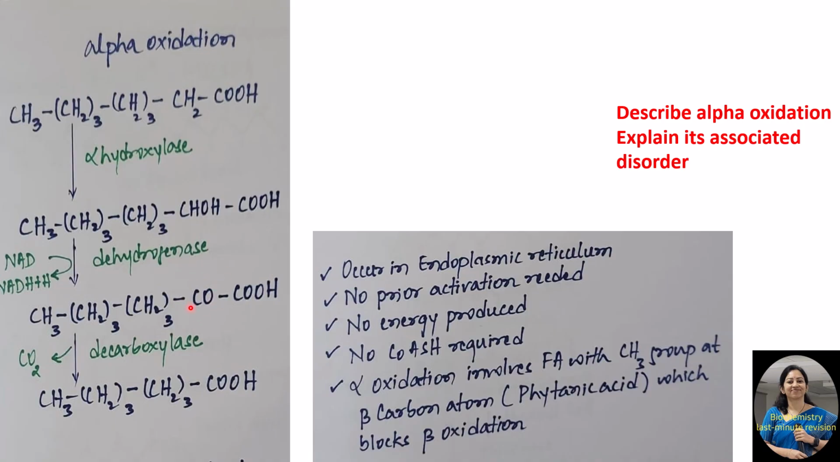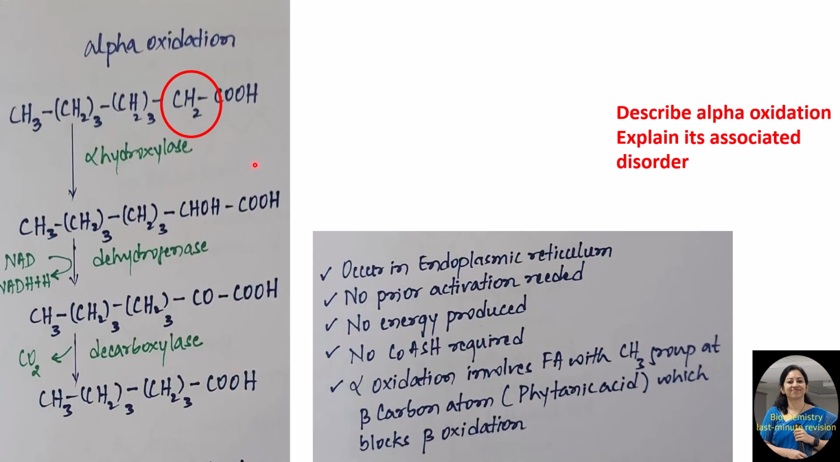Subsequently this undergoes decarboxylation with the help of decarboxylase enzyme, resulting in the formation of a fatty acid with one carbon less. In beta oxidation, it results in the formation of a fatty acid with two carbons less. In alpha oxidation, the oxidation of the fatty acid occurs at the alpha carbon atom, and the end product is less by one carbon atom. Now, the disorder associated with alpha oxidation is Refsum's disease.